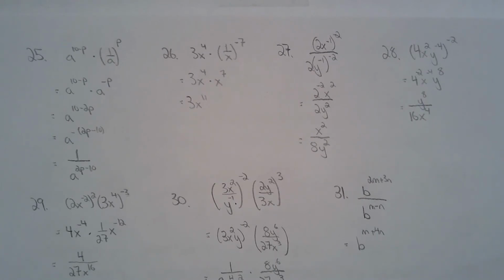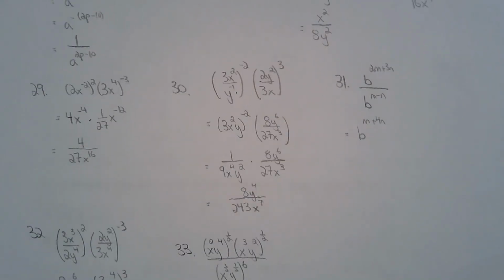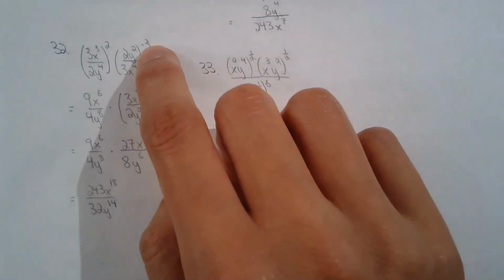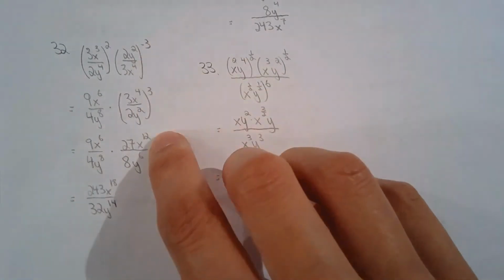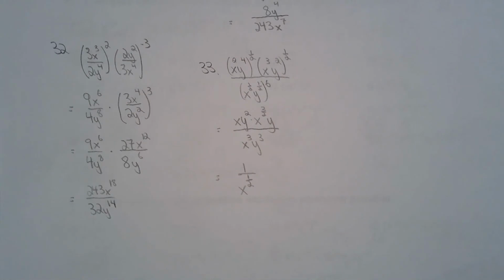For 27, not much. 28, not much. Yep, pretty straightforward. So far, so good. For 32, I did the same thing. I had a negative exponent here, negative 3, so I took the reciprocal of the base, and now it becomes positive 3. Aside from that, there's nothing crazy I did.